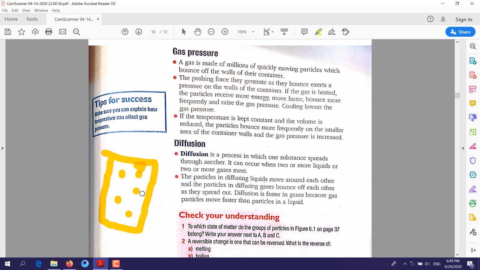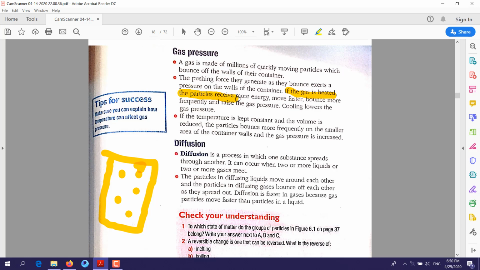Now let's see what factors affect the gas pressure. We have two main factors that affect pressure. These factors are, firstly, the heat, or the temperature, and secondly, the volume. Let's talk firstly about the heat. If the gas is heated, if you give more heat to the gas, what will happen? Firstly you should understand that heat is a form of energy. So what will happen?